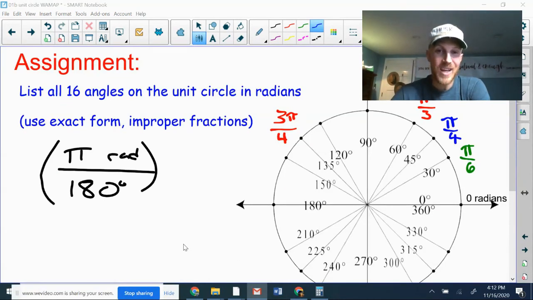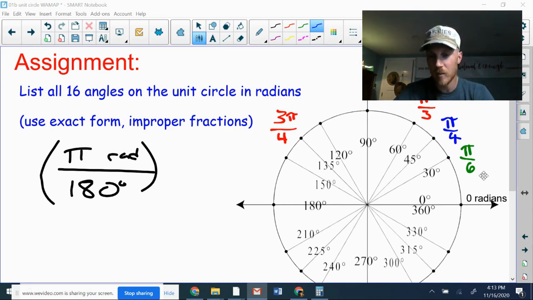So that brings us to the assignment for today. You're going to add the radian labels to a unit circle. So you'll be provided with degrees. You need to come up with those same angle measures, but in radians. You can convert each one of them around. Always use exact form. Exact form means you're going to leave it as a fraction, and you're going to leave the symbol pi as part of your answer. Improper fractions are the thing to use. Don't change these into mixed numbers.